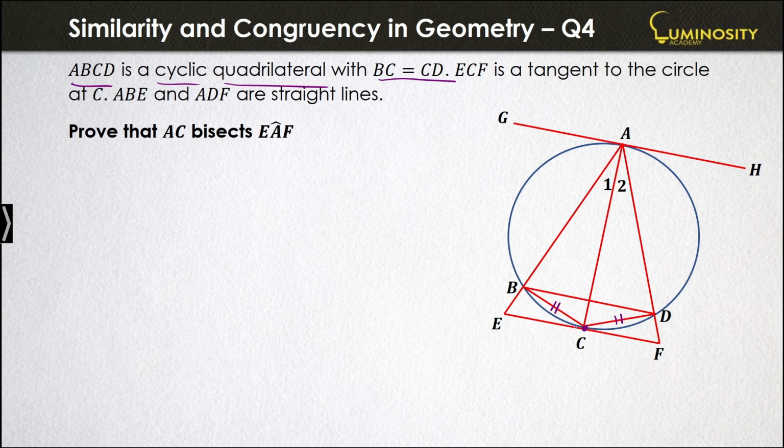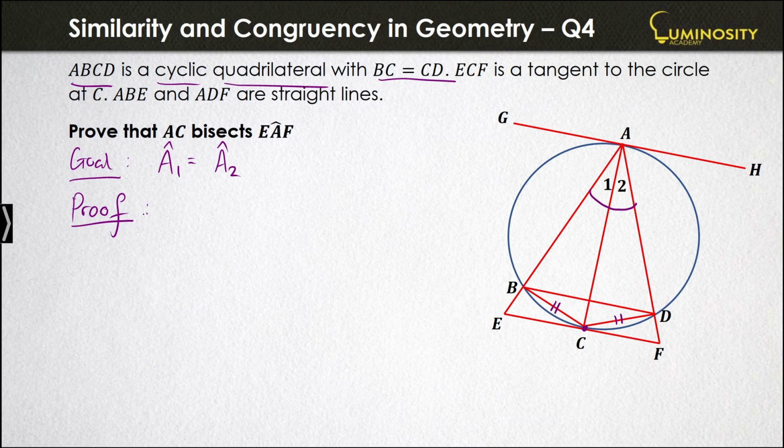Okay, the first thing we need to do is prove that the line AC bisects angle EAF. So this angle here. Essentially, what we want to prove is to show that angle A1 equals angle A2. If we can show that, then we know that the line AC bisects the angle EAF. So let's go ahead and prove this. The proof will go as follows.